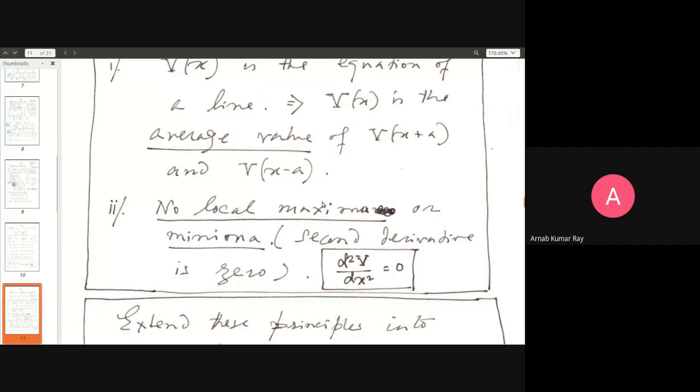Now you look at the equation of a straight line. The equation of a straight line always gives a 0 second derivative. If it had been a maximum, then it would have had a negative second derivative. If it had a minimum, then the second derivative would have been positive. But the second derivative all the time in the case of a straight line is 0. Therefore, it has neither a maximum nor a minimum.